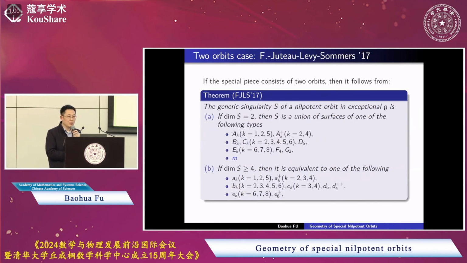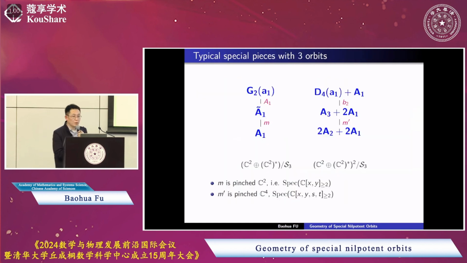Just one minute for the proof. In fact, we divided it into several steps. The first one is for the two orbits case. So if the piece consists of two orbits, then this has been done by our previous work in 2017. And then the main contribution in this work is for higher orbits.